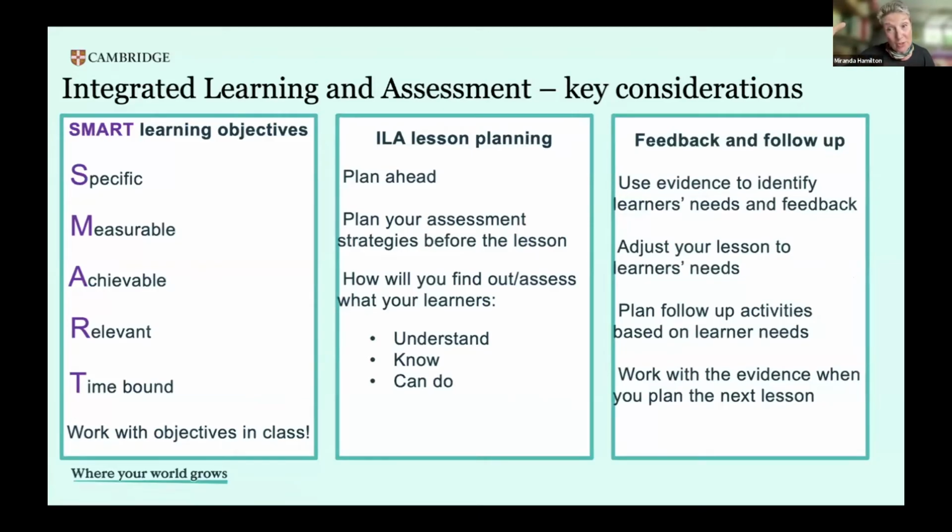You may need to stretch some learners, but you may need to offer remedial support to those learners who need a little bit of extra help. So you may need to plan differentiation activities to differentiate for the stronger and the weaker learners. Plan follow-up activities based on what you anticipate your learners' needs to be in the planning stage, and work with the evidence as you plan your next lesson. You've captured that data, you're going away thinking about what you're going to teach tomorrow. What have you found today that you can bring into your lesson tomorrow?